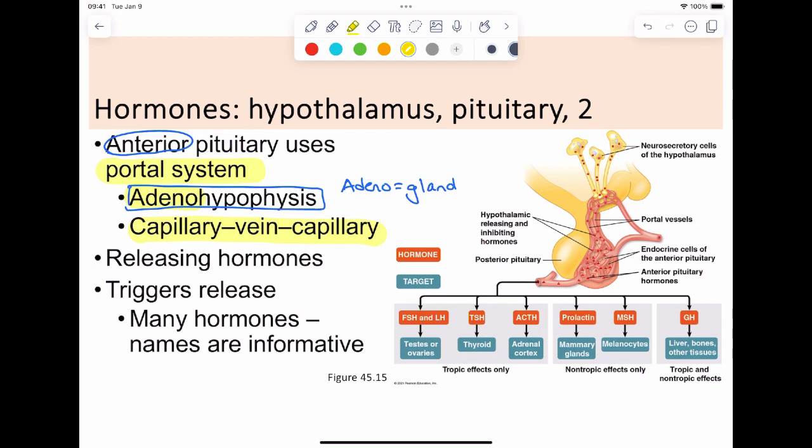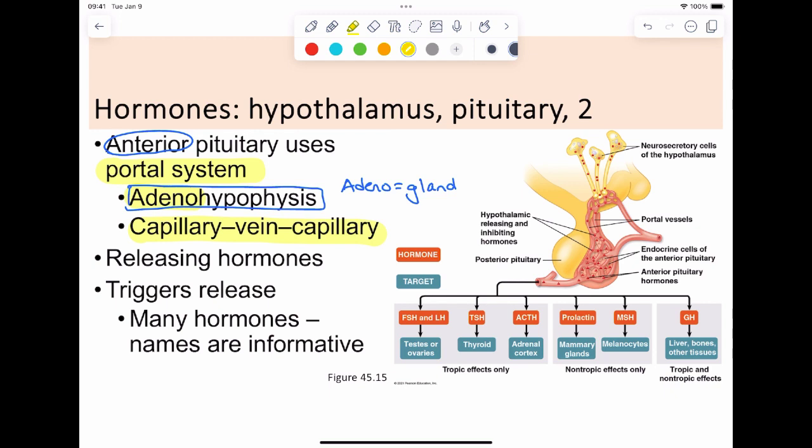A portal system says, no. I'm going to throw in an extra set of capillaries. So we're going to go artery, capillary, vein, capillary. And then there'll be another vein on the other side. So we're throwing in an extra set of capillaries.